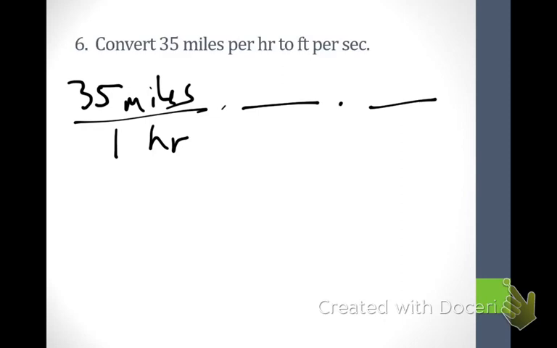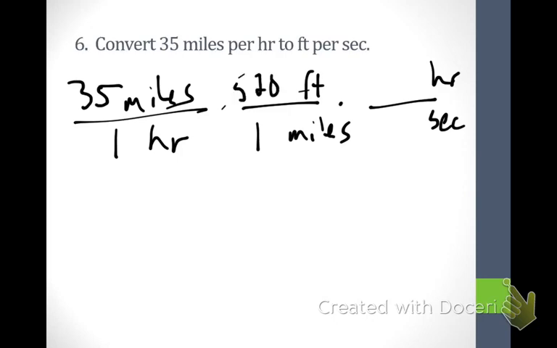Okay, I want miles to divide out, so I'm going to put miles down here. And I'm going to put miles with feet, since those measure the same thing. And then I'm going to put hours up here, so they'll divide out. And I'm going to put seconds with it, since those guys measure the same thing. Okay? Now, for every 1 mile, there's 5,280 feet. For every 1 hour, there's 3,600 seconds.